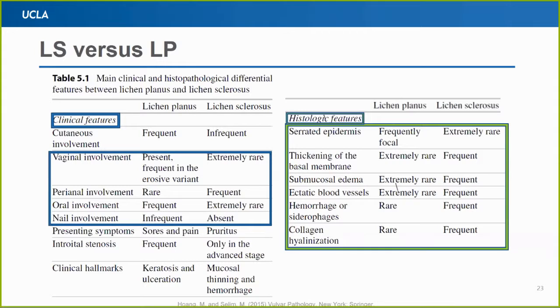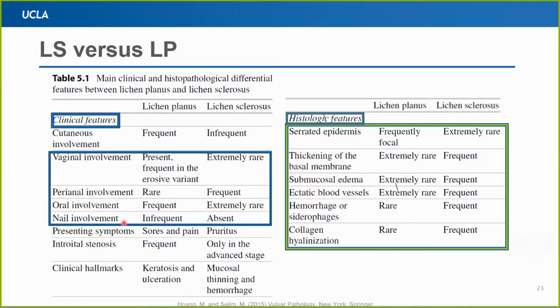Differentiating LS and LP can be quite challenging due to the overlapping clinicopathologic features, but fortunately, there are some helpful clues to tell them apart. The main differentiating features are nicely summarized in Dr. Hong and Dr. Selim's vulvar pathology textbook, as seen here, and the clinical clues are at times more helpful than the biopsy itself. So LP is more likely to involve the vagina and oral mucosa, but less frequently involves the perianal region. So dig into the chart to see if there's any suggestion of extragenital skin or mucosal involvement.